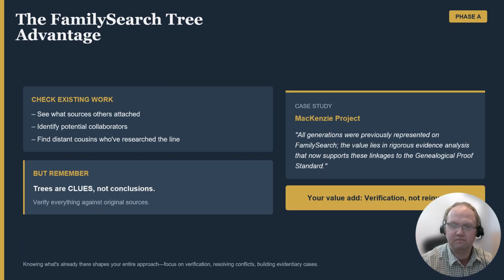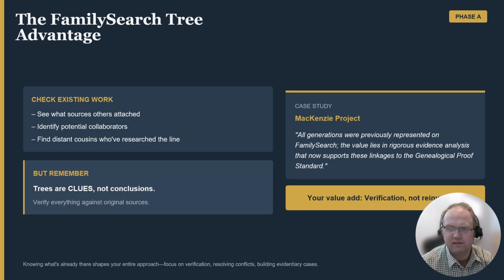So let's see. I've recently been doing a project for a client out of Scotland, the McKinsey family. I surveyed FamilySearch. I discovered that there were many generations already represented, and many sources were attached, and it was easy. That allowed me to see that the conclusions reached had been adequately documented. Now, did that mean that there was nothing to do?